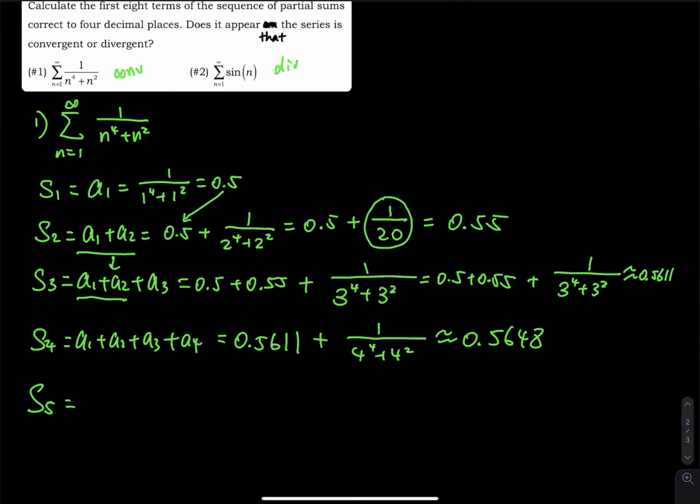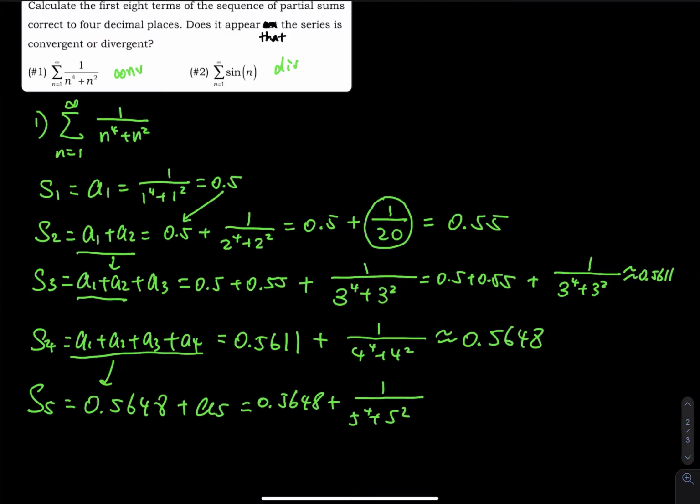And then S5. S5 means we take S4, which is 0.5648, and then we add A5. So that is 0.5648 plus 1 divided by 5 to the 4 plus 5 squared. That is approximately equal to 0.5663.